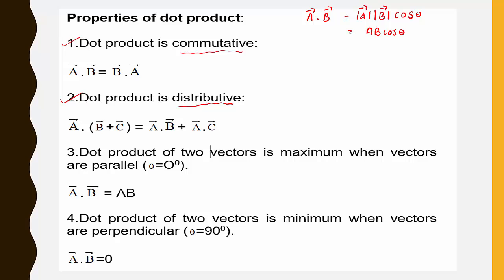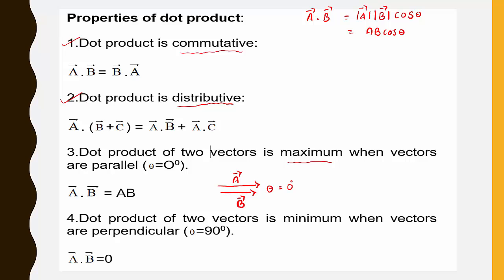What is the third property here? The dot product of two vectors is maximum when the vectors are parallel. So the value of the dot product is maximum when vectors are parallel. For example, I am going to consider two vectors. Observe here. This is vector A, then this is vector B. Let us consider two vectors, both parallel. If both are parallel, then what is the angle between these two vectors?